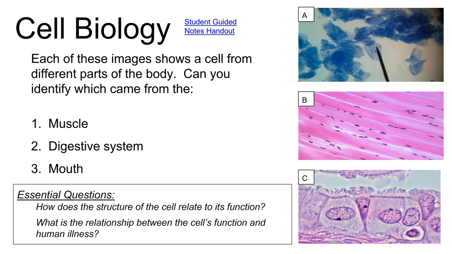To answer which is which, the muscle cells are B, the digestive system cells are C, and the cheek cells from your mouth are A.